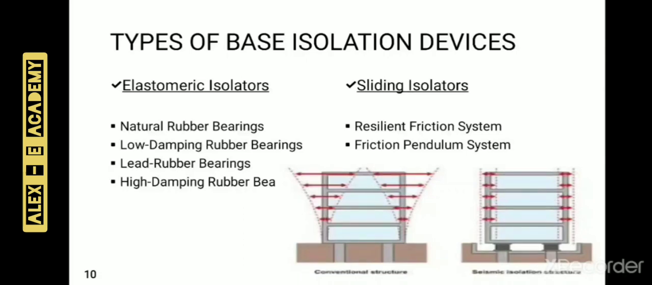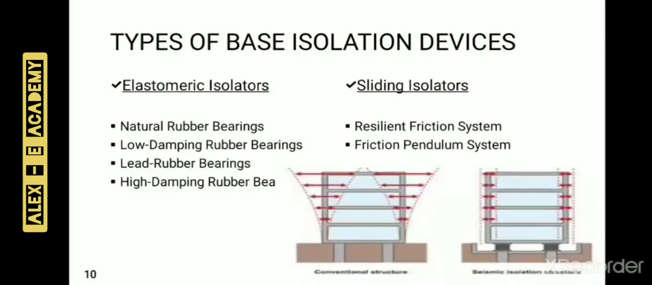Now, types of base isolation devices. Base isolation should be a system which is capable of restraining the structure under strong gusts of wind and gravitational pull. There are a few practical isolation mechanisms which are widely used in the field of earthquake engineering, which means that these systems are capable of reducing the seismic demand of the structure.